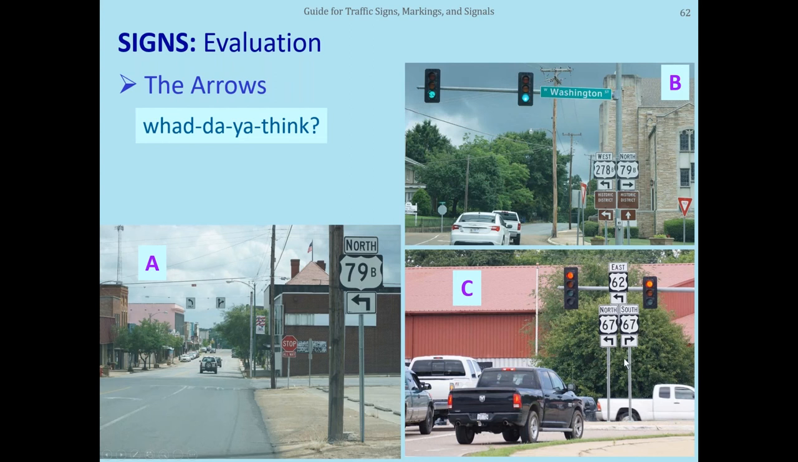But look at C. This sign is installed at the intersection, not in advance, but at the intersection. They have these stems. Someone didn't get the memo. Someone did it wrong. These arrows should not have vertical stems on them because they are at the intersection where the turn is to be made.